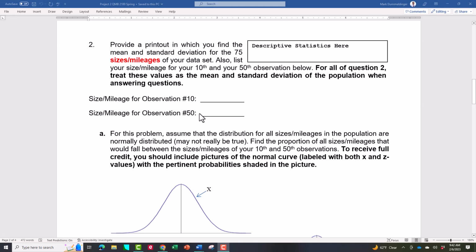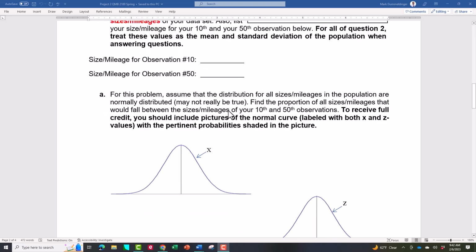In question two, I want you to give me your descriptive statistics. So if you haven't generated it already, I'm going to encourage you to generate the printouts for Project 2 by watching my printout demonstration video. And you're going to give me a very short little printout here. It just has a sample size, which should be 75. It should have the standard deviation. It should have the mean. I'm going to assume, or you're going to assume, that the mean and the standard deviation are population values. I know they're for your sample. Just go with me here. But I want to say if you have a normal population with that mean and standard deviation, I want you to find the proportion of all sizes or mileages that fall between the 10th and the 50th observation. So you're going to type in the 10th, the 50th here, and then you're going to go through the work.